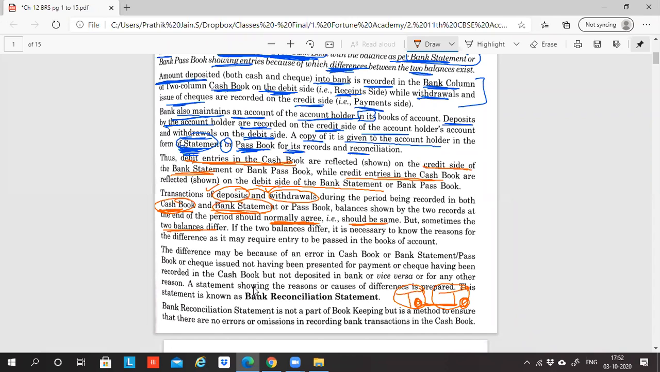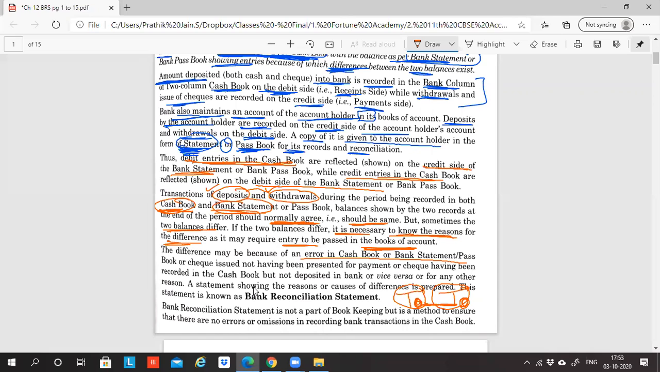If the two balances differ, it is necessary to know the reasons for the difference. You need to know the difference, as it may require entries to be passed in the books of accounts. To pass the entry, we need a reason as to why there is a difference. Once you find the reason, you can make the necessary adjustments in the books of accounts. The difference may be because of an error in the cash book or the bank statement.